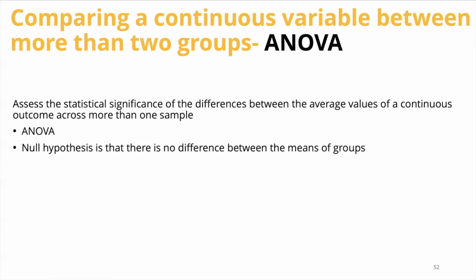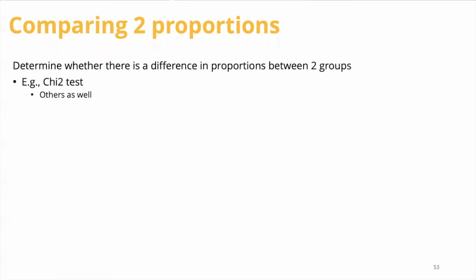So typically what you end up with for a t-test as well as an ANOVA is a p-value indicating whether there's statistically significant evidence, or whether there's a statistically significant difference, in the average of a continuous variable between the two groups.